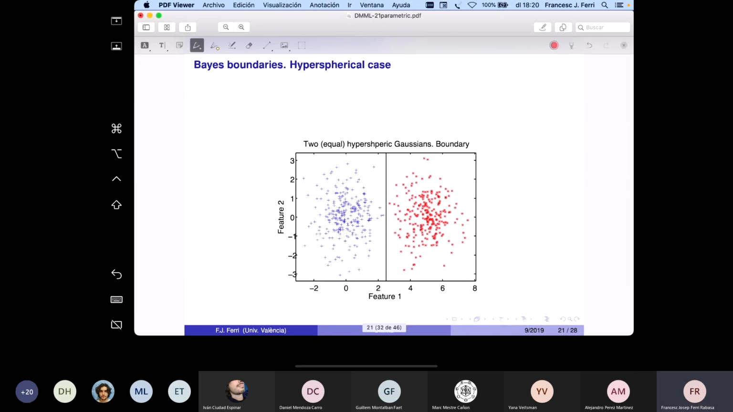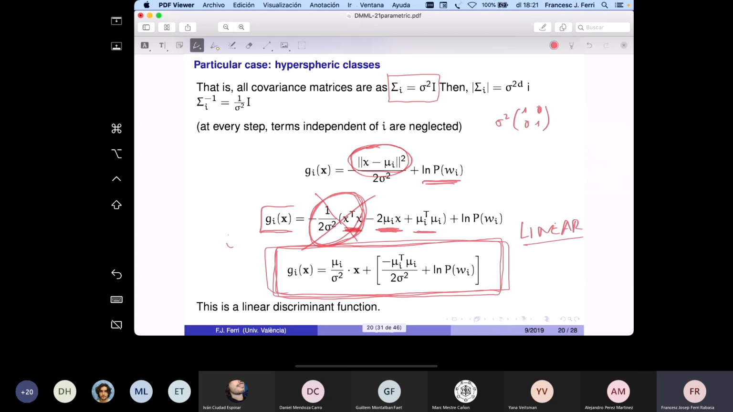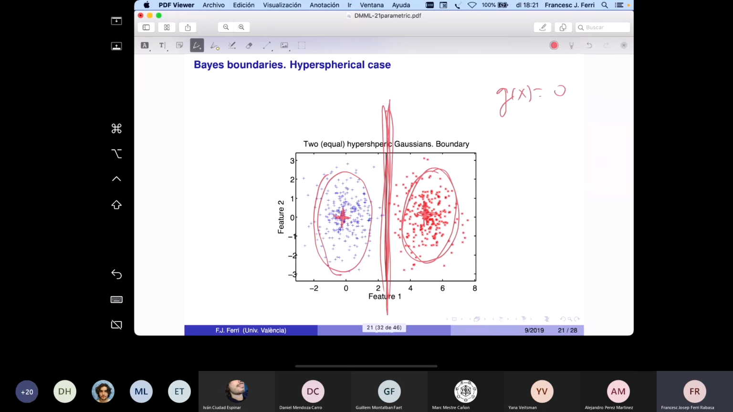Okay. So, for example, if we have a Gaussian like this with mean here, and a Gaussian like this with mean here, the boundary between these two is just a linear boundary because it is obtained by equating a linear function to 0. So the Gaussian Bayes classifier, if the covariance matrices are diagonal, well, diagonal with the same value here, reduces to a linear classifier. It's okay?